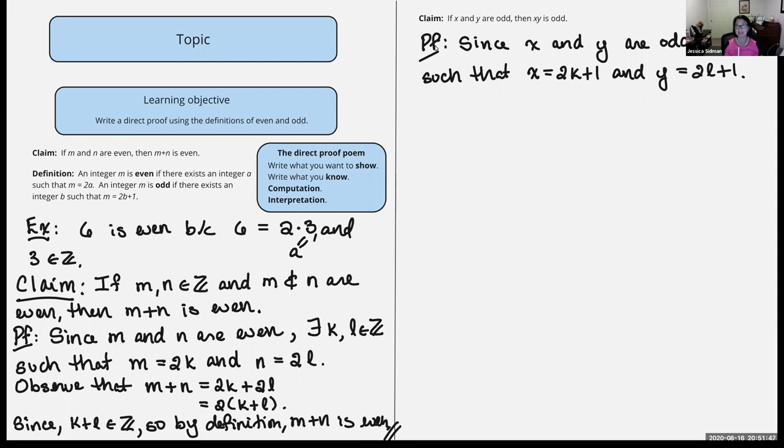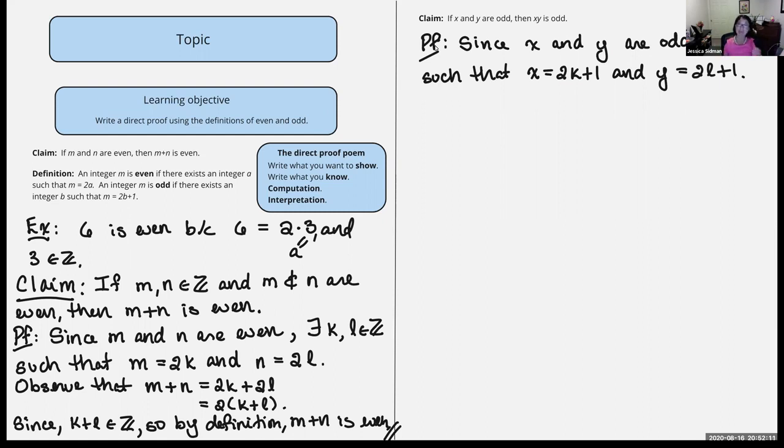Again, here, the k and the l are kind of like dummy variables. They can be any letters that I want them to be. So they don't have to be like the b in the definition of odd. They don't have to be a letter b. They do have to be different letters because I'm not assuming that x is equal to y. So the k and l need to be different, okay?